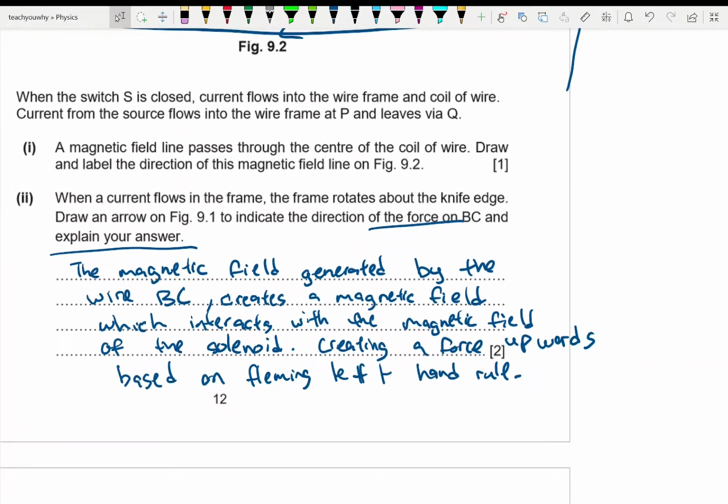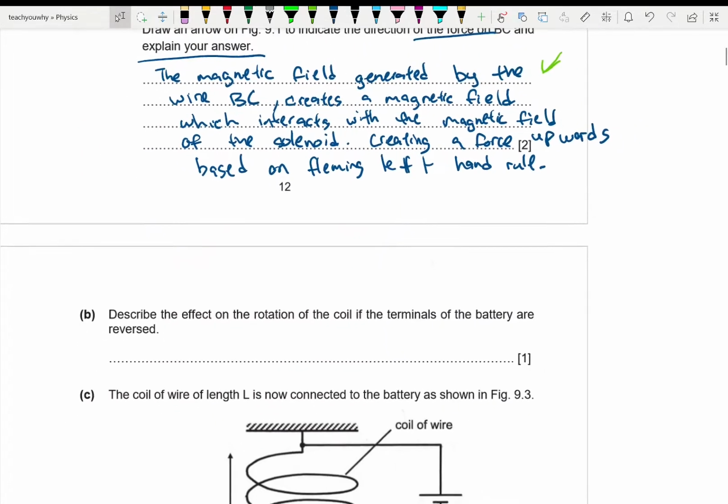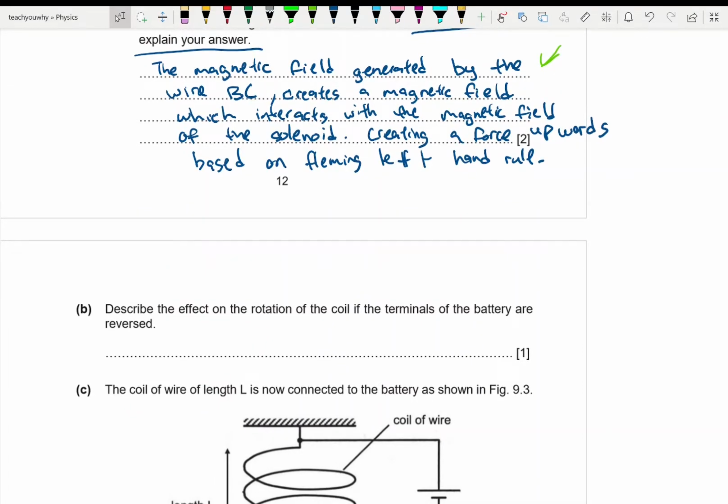You don't say that based on Fleming's left hand rule there is a force. Fleming's left hand rule only tells you the direction. It doesn't explain why there is a force. So in order to explain why there is a force, you need to explain in this manner. Please take note, a common mistake, I repeat, common mistake: I always see students writing that based on Fleming's left hand rule, there is a force. No, Fleming's left hand rule only tells you the direction of the force. That's it. Describe the effect on the rotation of the coil if the terminals of the battery are reversed.